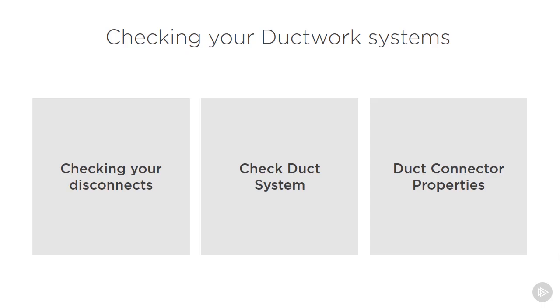There are 3 items to look at within a Revit model to make sure that the system is complete. These items are: check the system for ductwork disconnects, check the systems for any warnings, and verify that the duct connector properties are set properly.